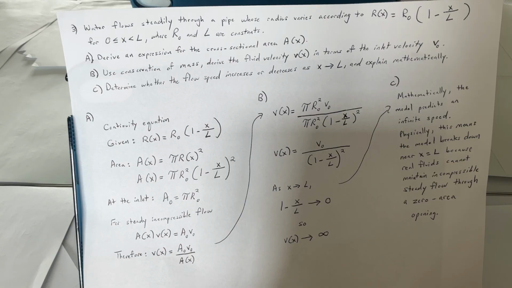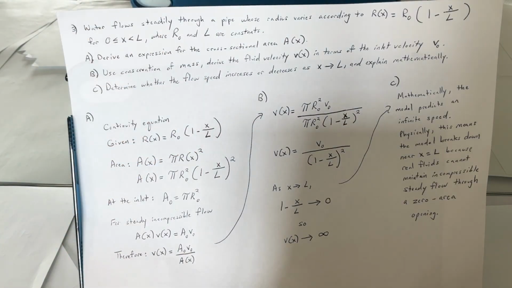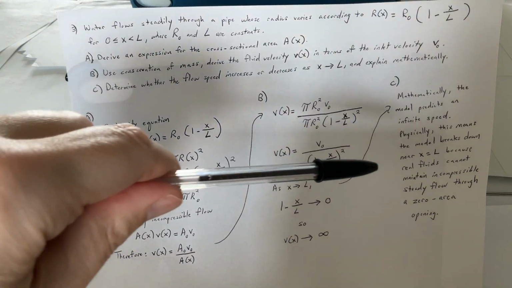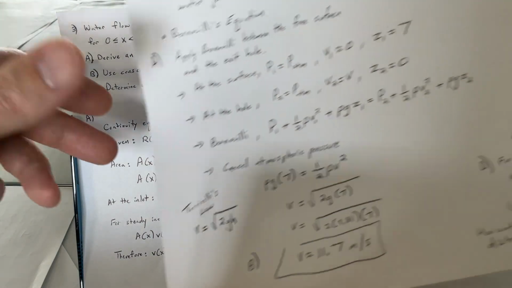Okay? Physically, this means the model breaks down as it gets closer and closer to x equals L, because real fluids cannot maintain incompressible steady flow through a zero area opening. Okay, so that takes care of number 3. Let's move to number 4.